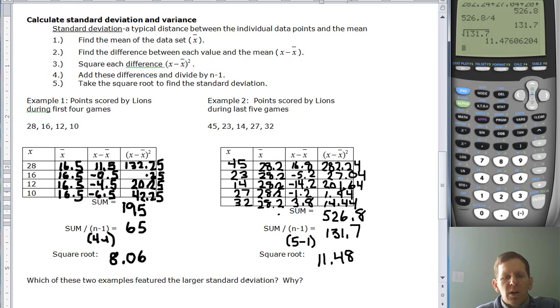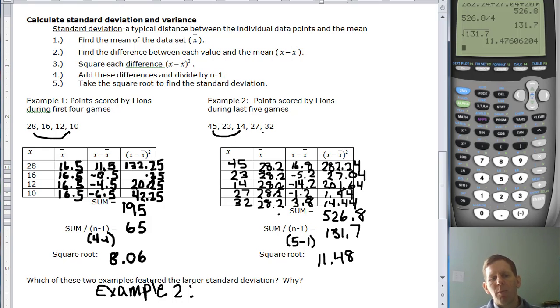Which of these examples feature the larger standard deviation? Well, when we compare these two numbers, it's pretty clear that example 2 does. Why does example 2 have a larger standard deviation? Standard deviation is a measure of spread, which tells us how far apart the points are. In the first game, if you compare the first value and the last value in this list, the biggest spread of scores is 18 points between these numbers. If we look at the highest and lowest scoring games here, that difference is 31. These numbers seem to be a lot more spread apart than these, so we would expect the second example to have a larger standard deviation.